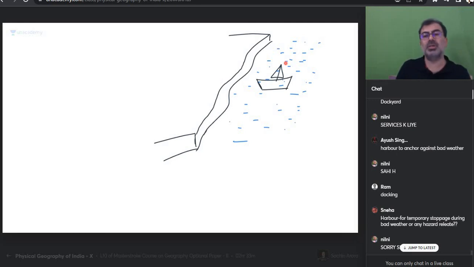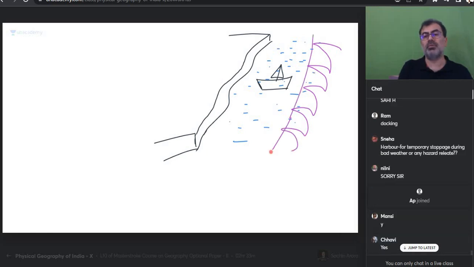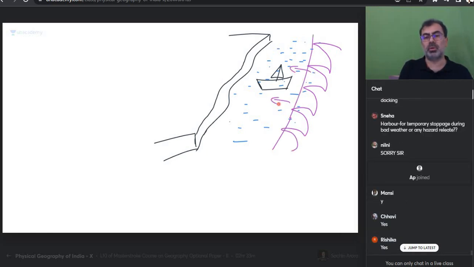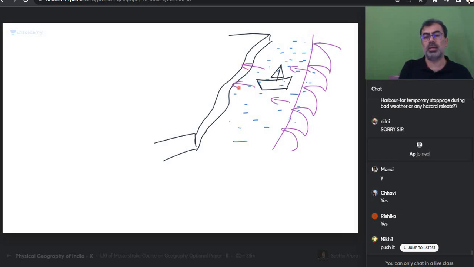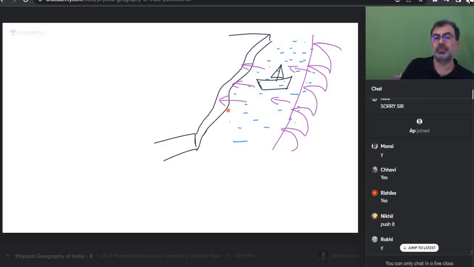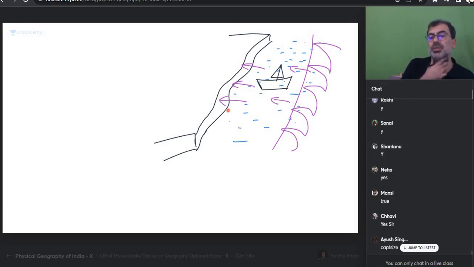Everyone, there is a ship or there is a boat. The biggest problem with the boat is that it wants to stay afloat. When it is in water, it's okay. But when it is close to the coast, the problem is that the waves are coming. What will the wave do? It will push this ship or the boat to the coast and it will collide and get damaged. It's a dangerous situation.